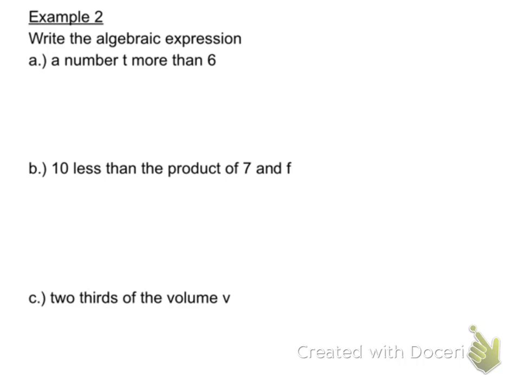Is it Shara? Your hand up? No? Oh, okay. Ash? 6 plus t. T more than 6. If you know what 6 is, all I have to do is add t to it, right? Or could it be t plus 6? Either one of those is okay because addition is commutative, right? It goes any way. Okay, part D.